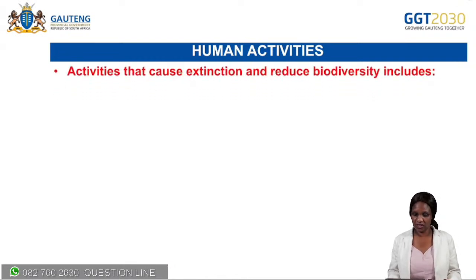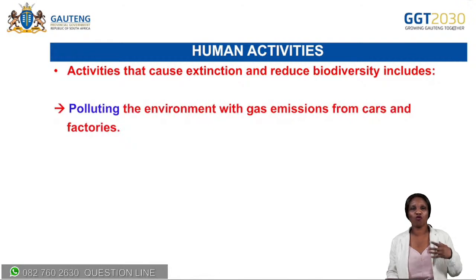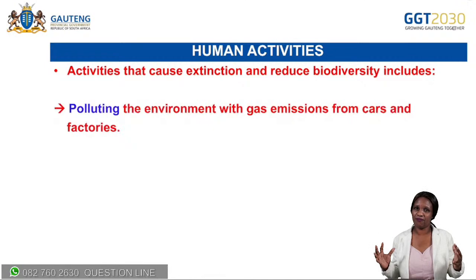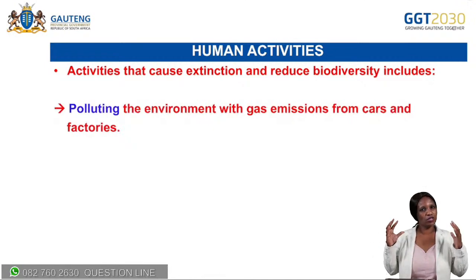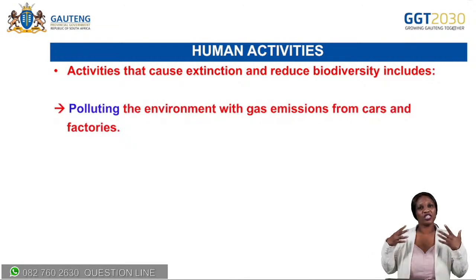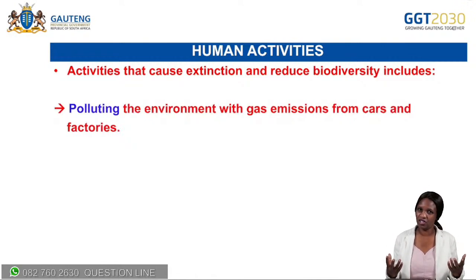And then activities that cause extinction and reduce biodiversity include polluting the environment with what? With gas emissions from cars and factories. That's why we've got this big carbon footprint. Okay. If we've got a big carbon footprint, what's going to happen? We're going to experience acid rain. It is not healthy. It kills our animals and it is not good for our health. Do you get it? Therefore, we should go green.